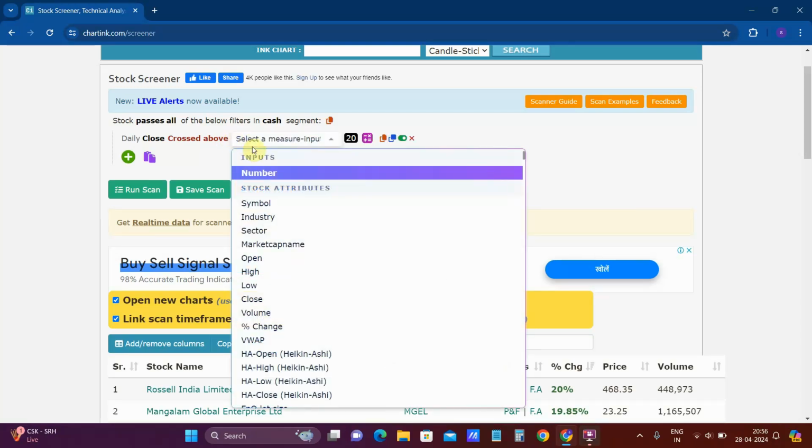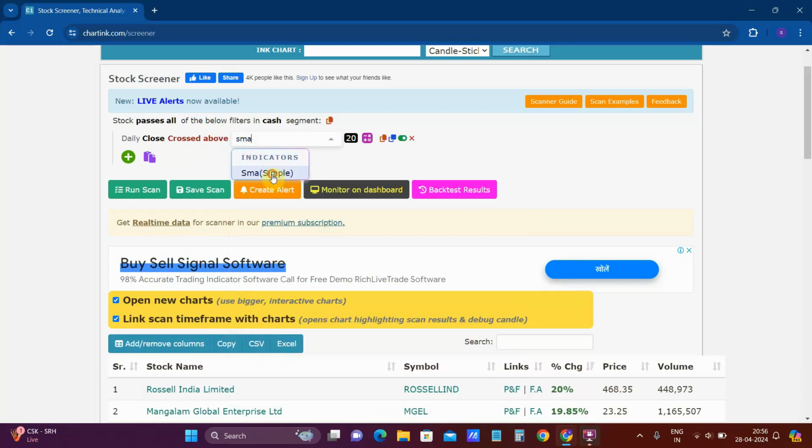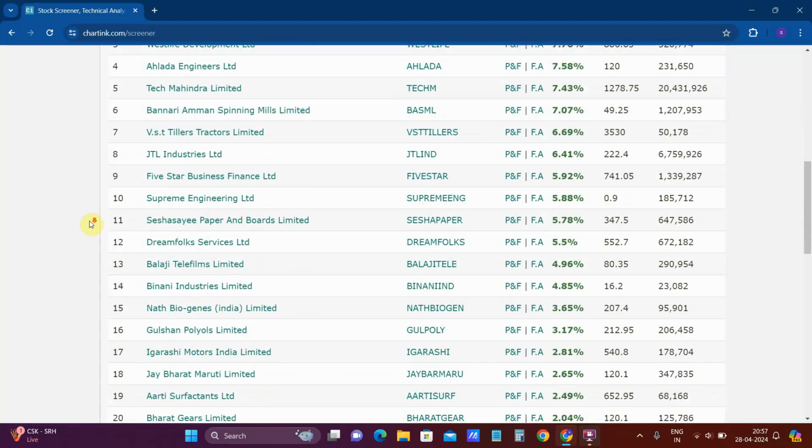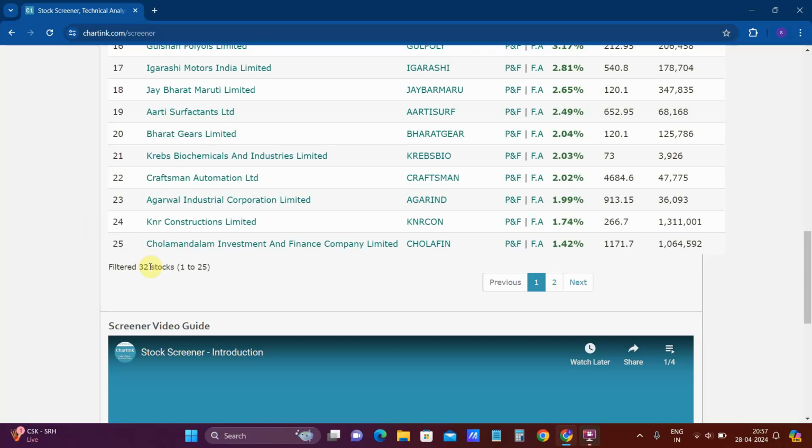So here what we are using is the simple moving average. Let's say I am taking it for the 200 DMA. So what I'm doing here is finding which are the stocks which have just crossed above the 200 DMA. So these are the names. 32 stocks on Friday closed above this.